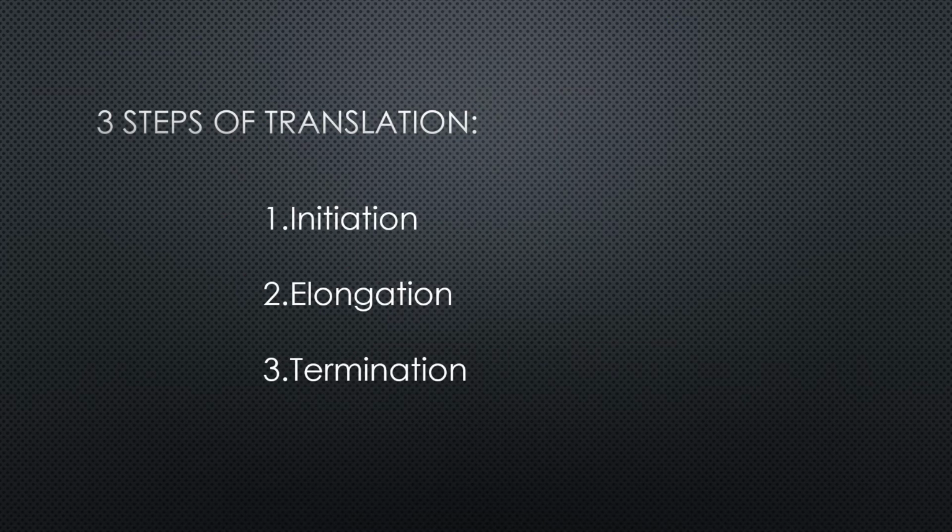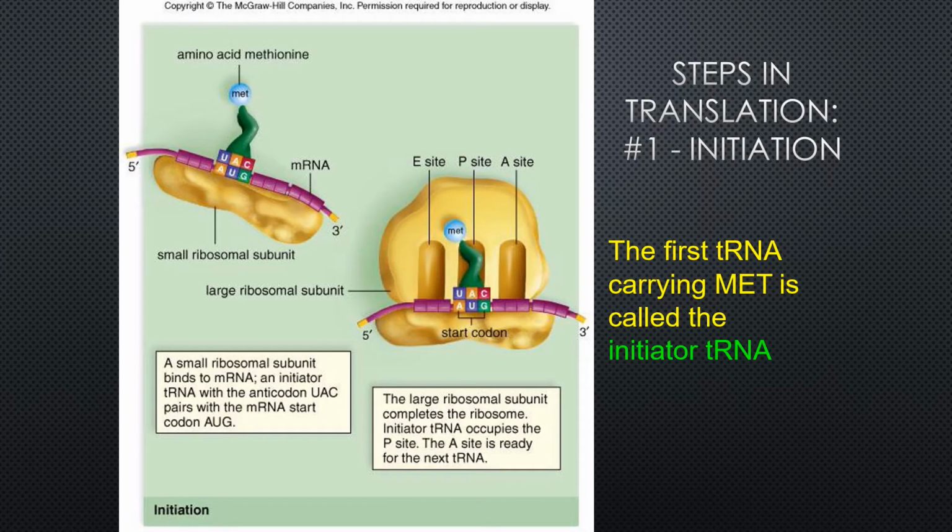So there are 3 steps of translation, just like there were 3 steps of transcription, and amazingly they are the exact same. So initiation, elongation, and termination. So in initiation, that's when the first tRNA carrying the methionine is called, and that's called the initiator tRNA. Because remember, that's where the start codon is. So here's our, let me get my pen. Our start codon, AUG, which codes for methionine, so that begins our translation. So it's initiated right there.